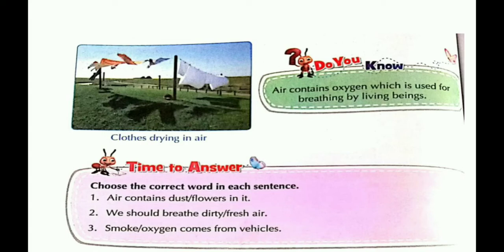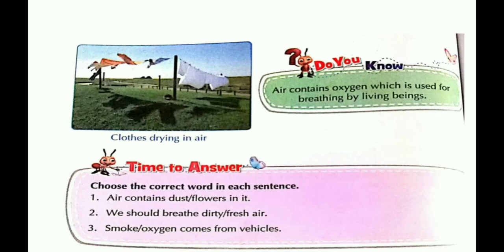Now here, this activity, you can do it here. Choose the correct word in each sentence. Number 1, air contains dust or flower in it. So which one is the correct one? Is it dust or flowers? Air contains dust in it. Yes or no? All right.